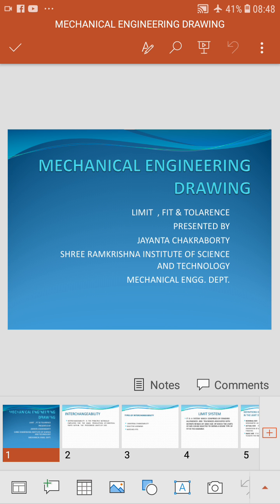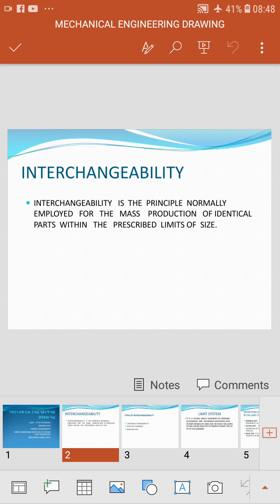Today I will discuss limit, fit and tolerance for mechanical engineering drawing for third semester, second year mechanical students. Coming to the topic, what is interchangeability?